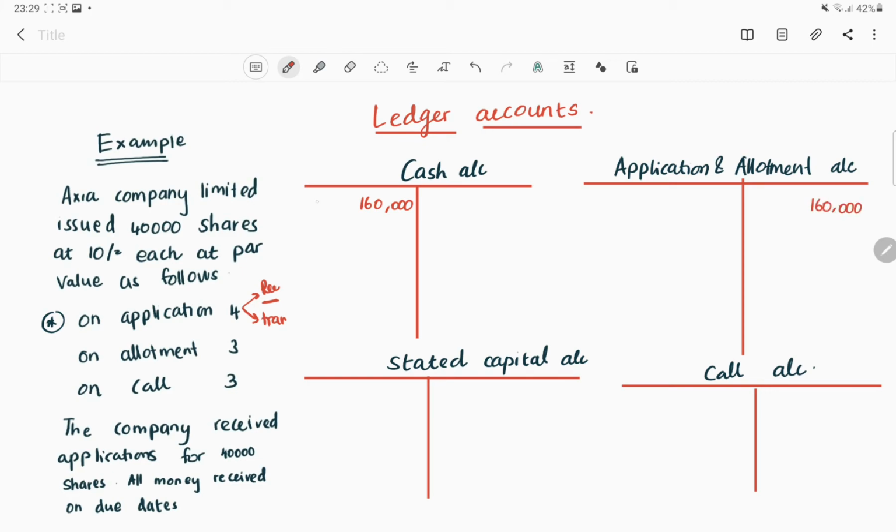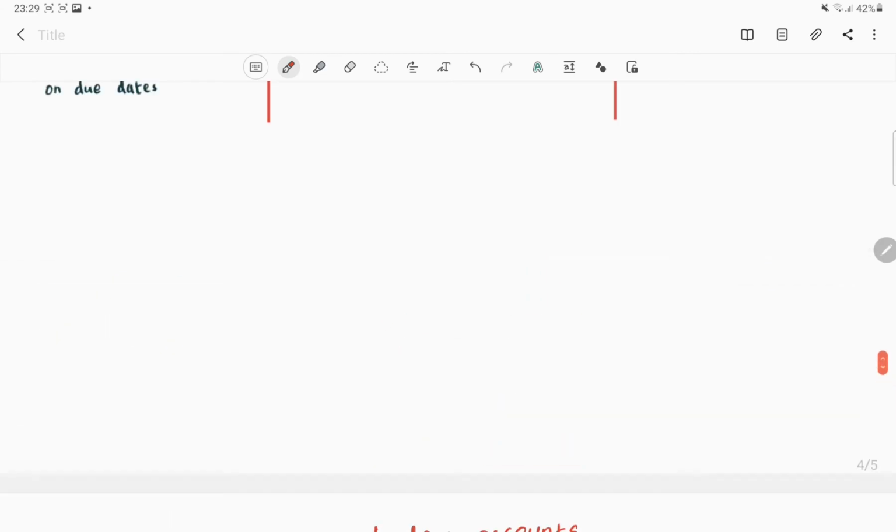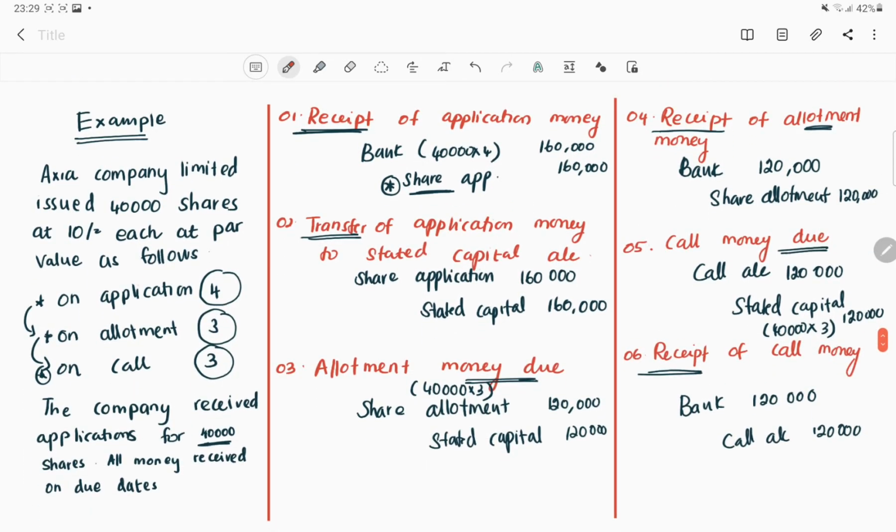So here I'm going to write application and allotment account, and here cash account. So this would be my first journal entry. If I show the receipt of application money, the bank account has been debited by 160,000, and share application has been credited by 160,000. So that's the entry which I have made.